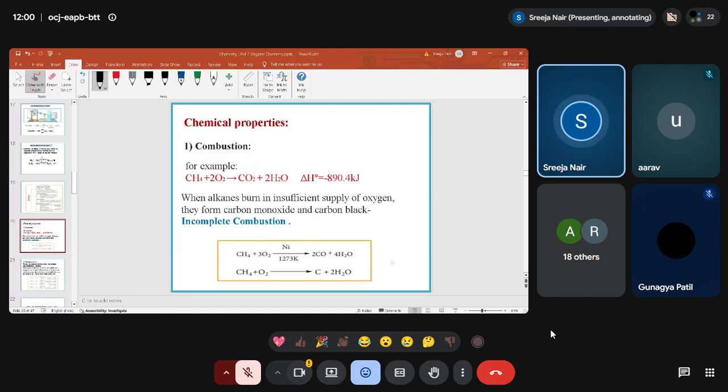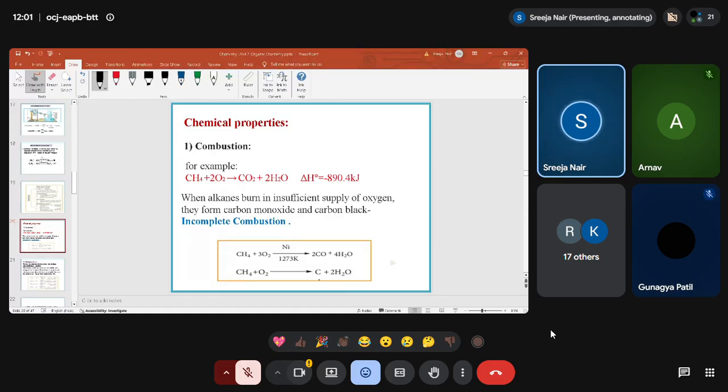But when your alkane is supplied with an insufficient amount of oxygen or air, it will result in the formation of carbon monoxide and water. And when there is a limited amount of oxygen, it will result in the formation of black carbon. So these are the reactions related to combustion.